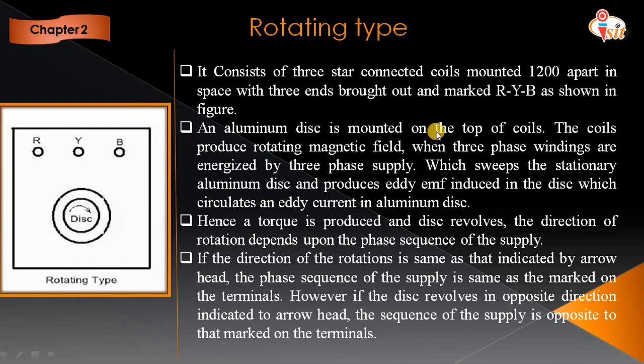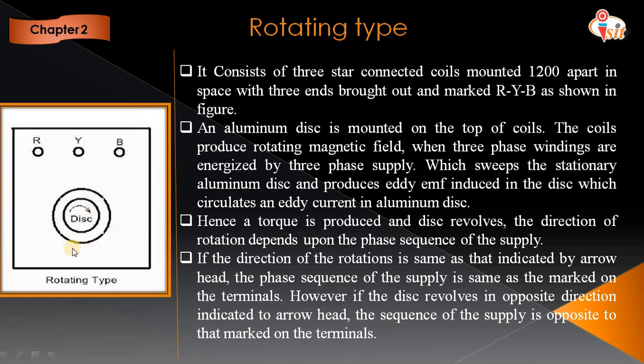An aluminum disc is mounted on the top of the coil. Okay, this is the disc which is mounted on the top of the coil. This coil produces a rotating magnetic field because a three-phase supply is connected to this coil, which is at the bottom side of the disc. That's why it creates a rotating magnetic field when the three-phase windings are energized by the three-phase supply, which sweeps the stationary aluminum disc and produces eddy EMF induced in the disc, which circulates an eddy current in the aluminum disc.